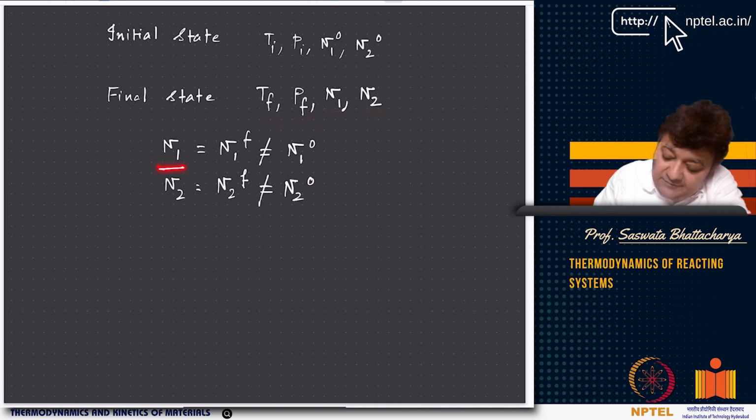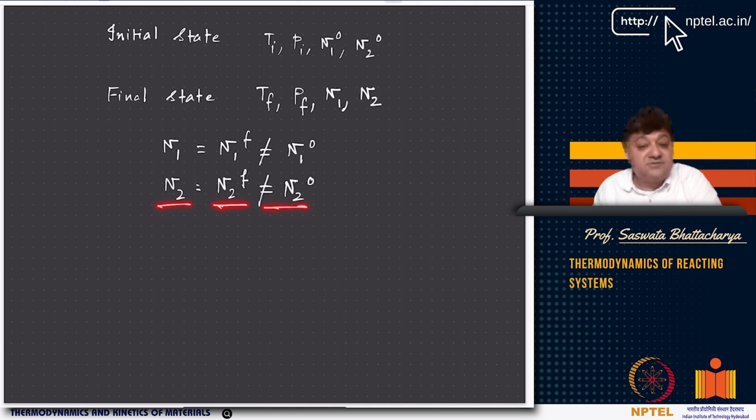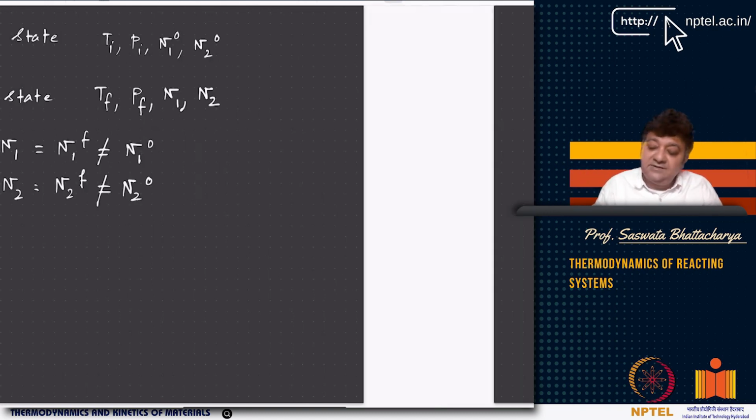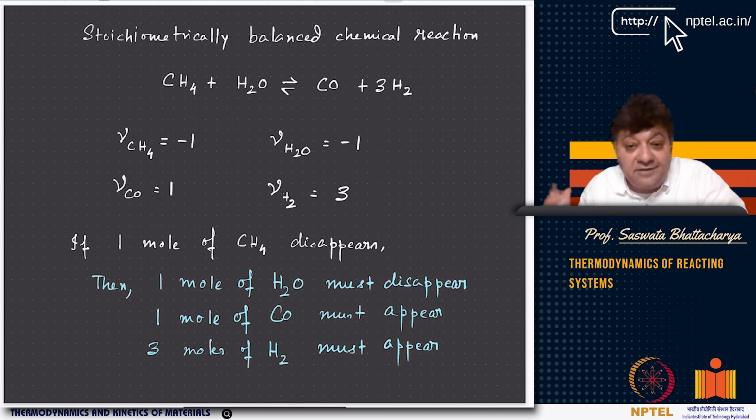Now N1 final is not equal to N1 initial, and N2 final is not equal to N2 initial. As a result, dnk is not equal to 0. That isolation constant, the differential of the mole number of each species being equal to 0, is only valid for non-reacting systems, not for reacting systems, right? That is one of the very important things.